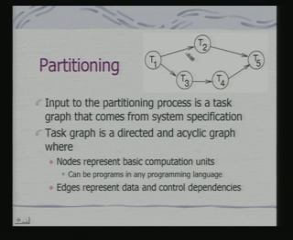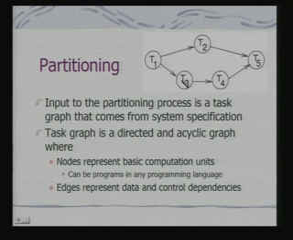Task graph is a directed and acyclic graph where nodes represent basic computation units. Can be programs in any programming language, because if I am using a programming language to specify the computational task here, what am I getting? I am getting an absolutely unambiguous representation of the computation to be done at the node, that means to be done as part of a task element. Edges represent data and control dependencies.